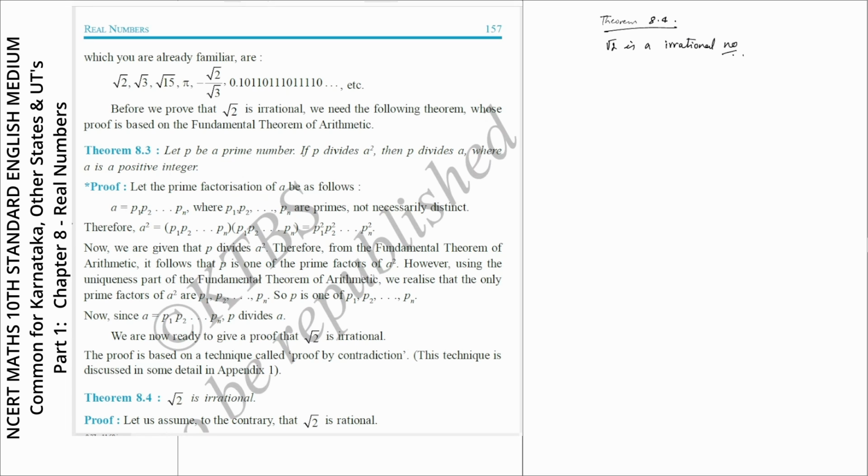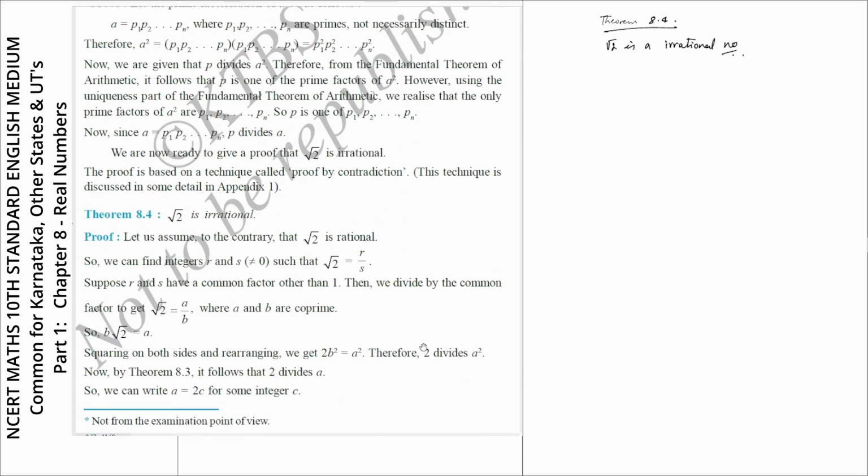The next topic is theorem number 8.4. It says root 2 is an irrational number. So, proof. In the proof, I will assume root 2 is a rational number and try to prove it. If I am not able to prove it, then root 2 is an irrational number. So let root 2 be a rational number. If it is rational, then it can be expressed in the form of p by q, right? So I'll put it as r by s.